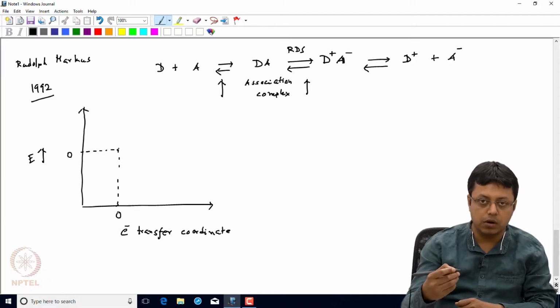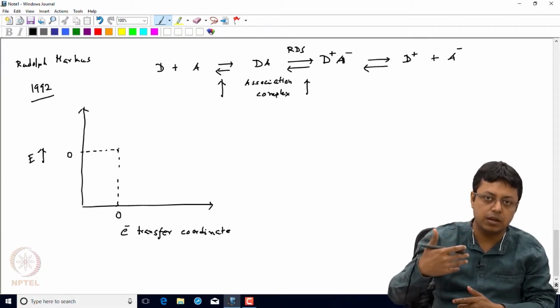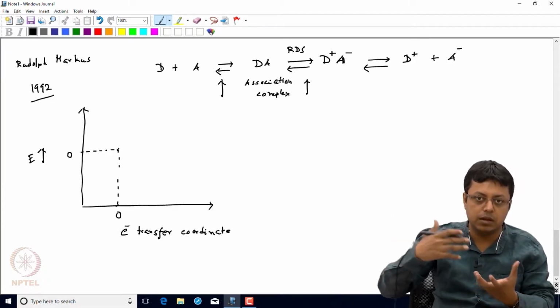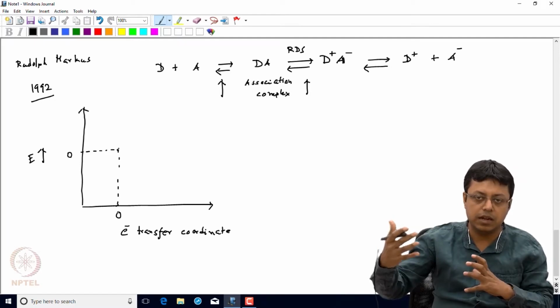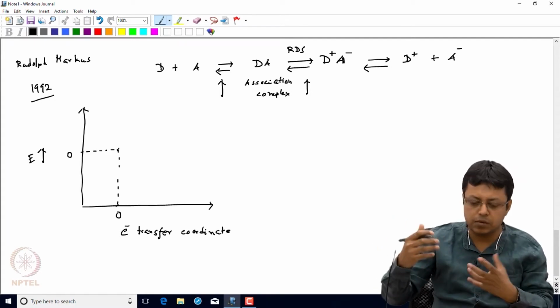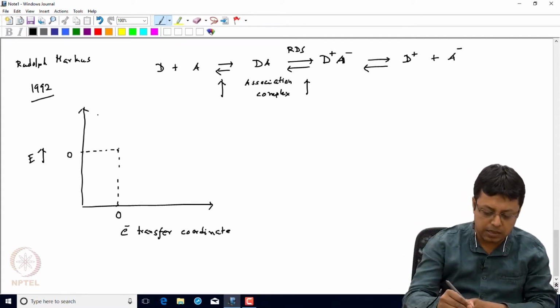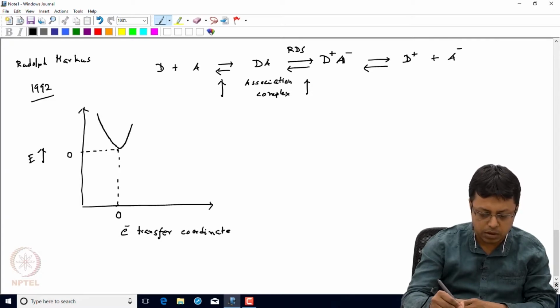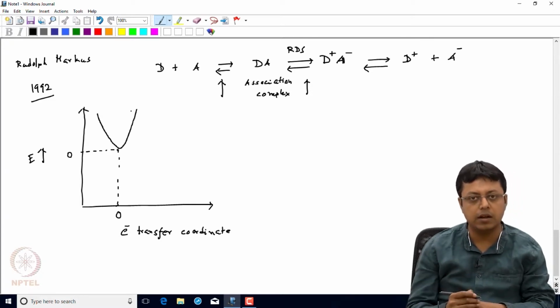Now the donor will of course have some vibrational motion with respect to the reorganization of the solvents around it, and I'm just assuming here that these vibrational motions are all harmonic, in the sense that I have a parabola.